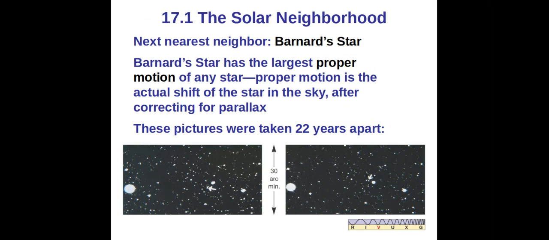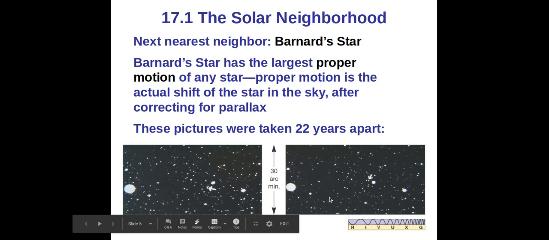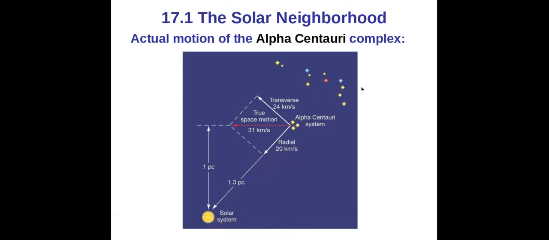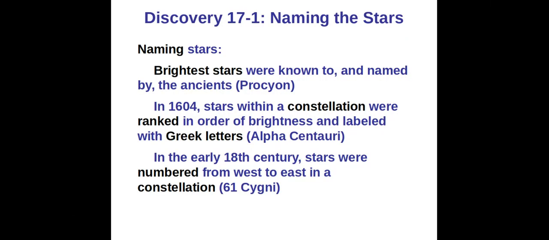The next nearest neighbor is Barnard Star, which, and you can see in the arrows here, looks as we go around the sun as though it moves the most. That's what they call the proper motion due to parallax. We're going to skip that.